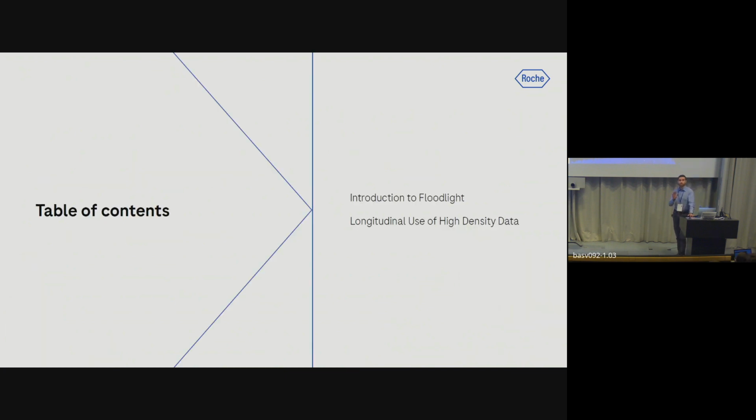My talk will be in two different parts. I'll start with a quick introduction about Floodlight, just so we ensure we're all on the same page, and then I will jump into what I consider the interesting part, which is how can we use these high-density data in a longitudinal context.